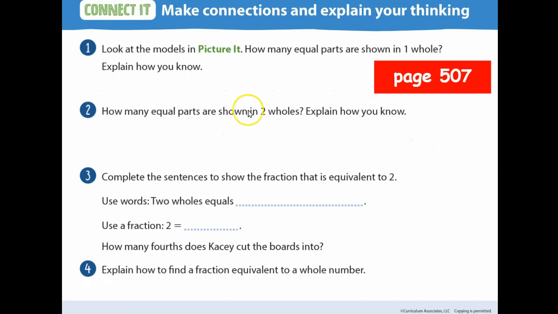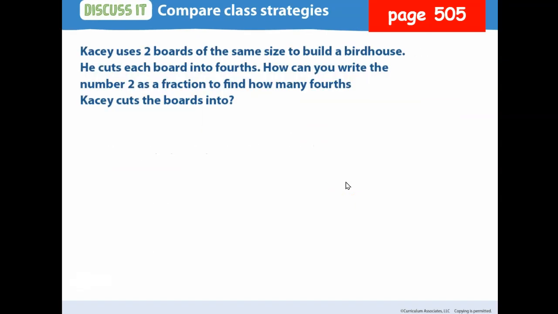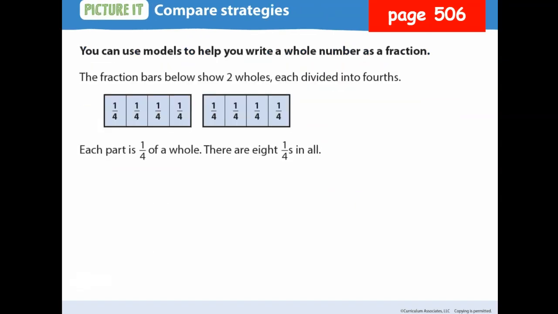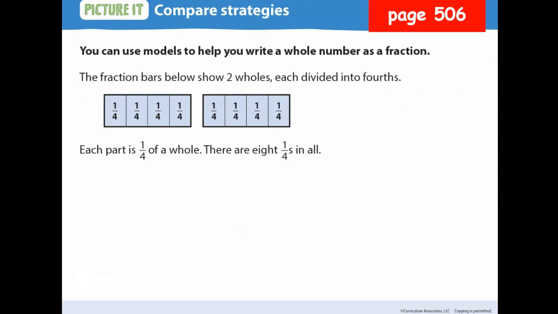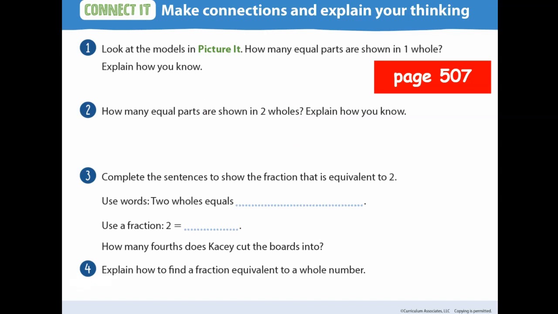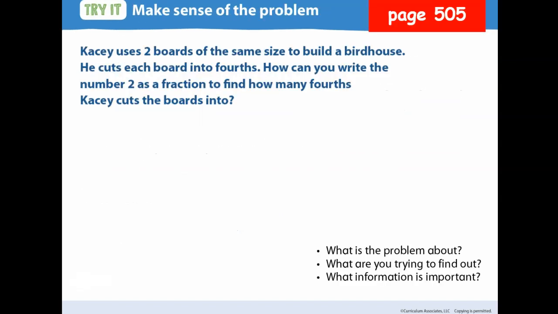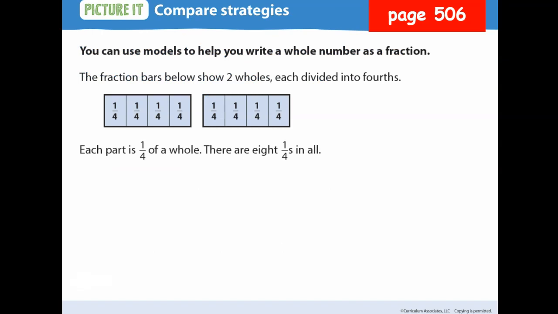All right, look at 507. It says, look at the models and picture it. That's right here. Okay. How many equal parts are shown in one whole? So how many parts are in just one whole? 4 of them. How do I know that? Because they're divided into 4 sections. How many equal parts are shown in 2 wholes? 8. So one whole has 4 parts, and then 2 of them together have 8. I just need to count them all.